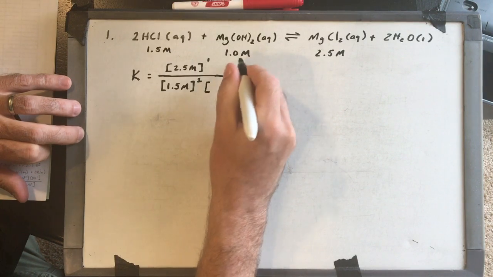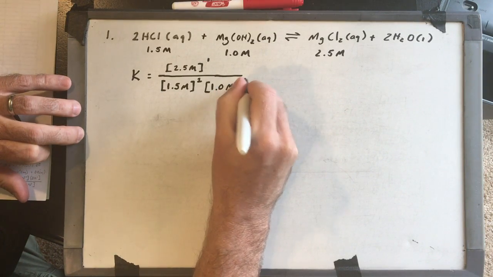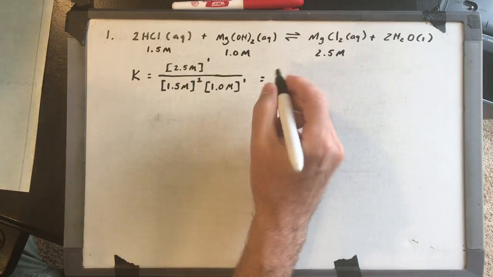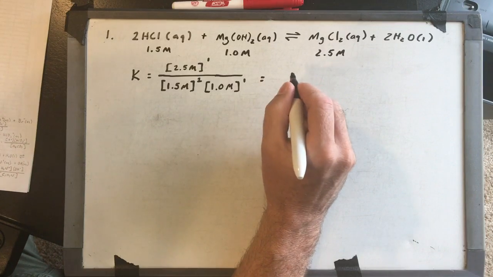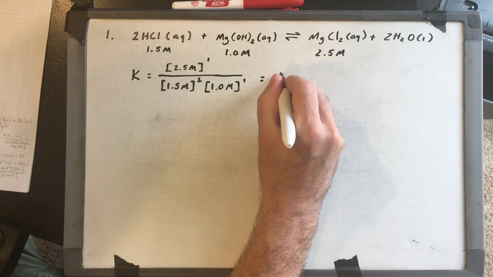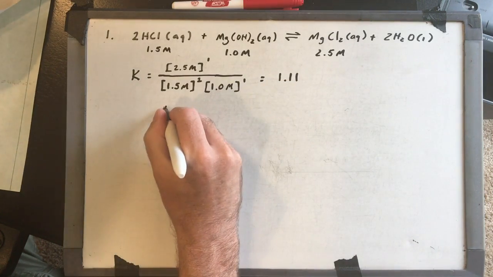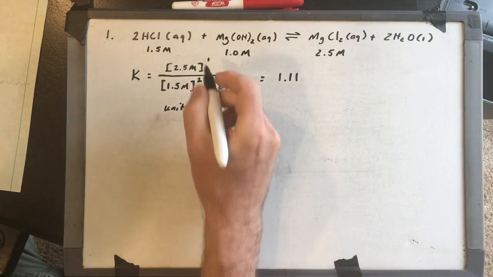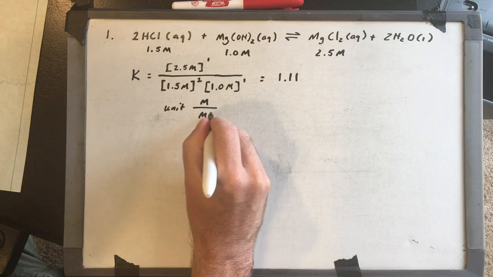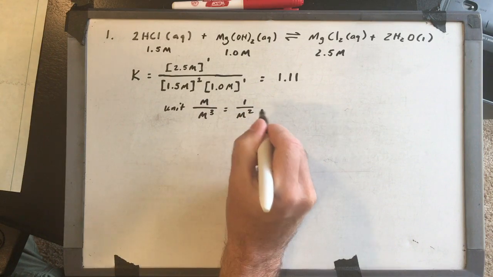And then times the concentration of Mg(OH)2, which is 1 molar. That'll be to the first power since the coefficient is 1. And if you put those in your calculator, you've got to be careful. I did have one or two students show the work correctly, but end up messing up in their calculator. But it would be 1.11. Now the unit for this is going to be molar on top, over molar squared times molar. So that'd be molar cubed, and that will reduce to 1 over molar squared.